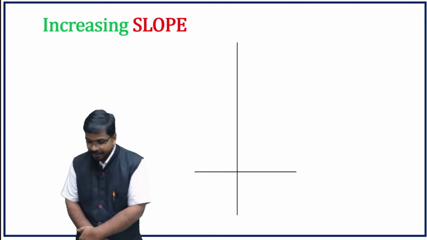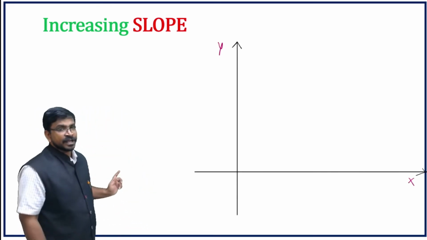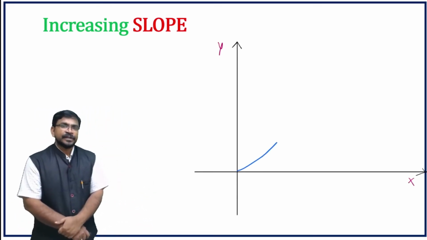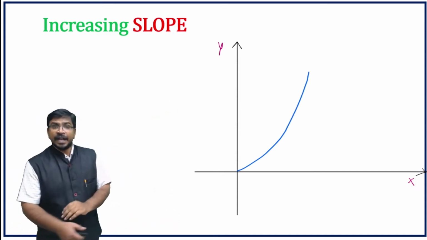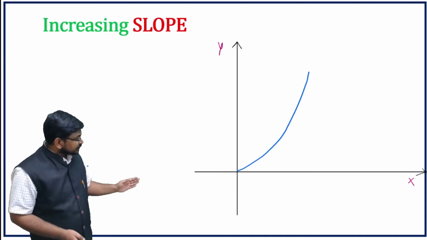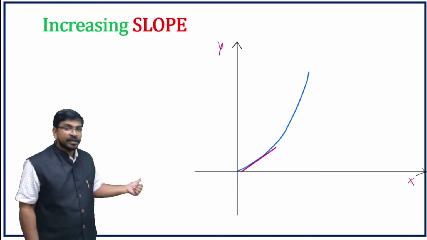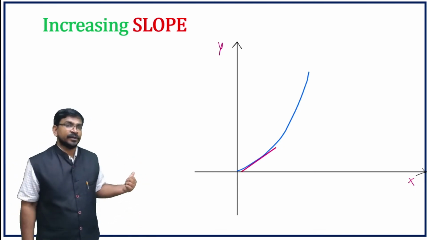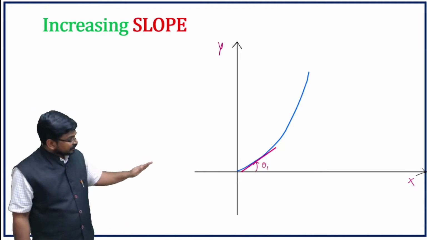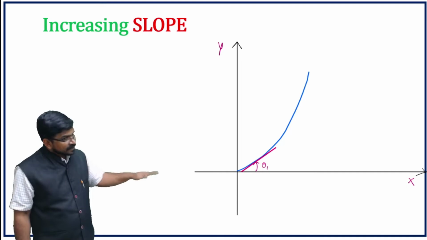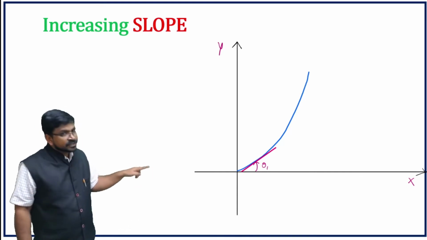Now let me take the y-axis and x-axis again here. Suppose I take an arbitrary curve like this, let me take the initial slope. Initially let me take an arbitrary point here, take the tangent for that one and assume the angle as theta 1. The slope is very small. It is inclined to the x-axis and the value is small.